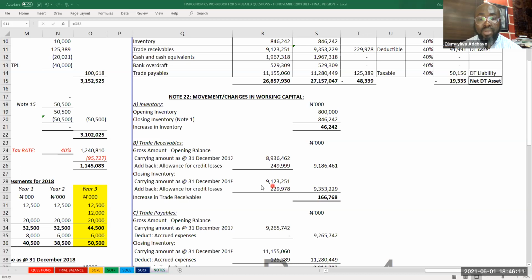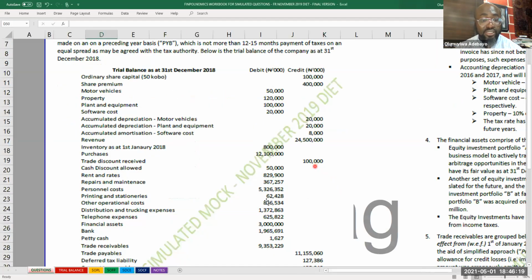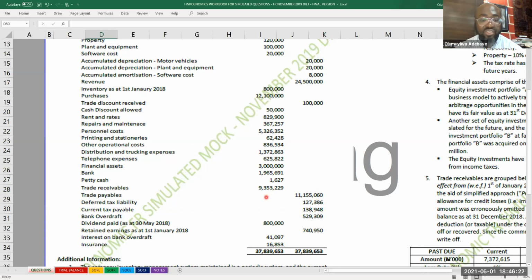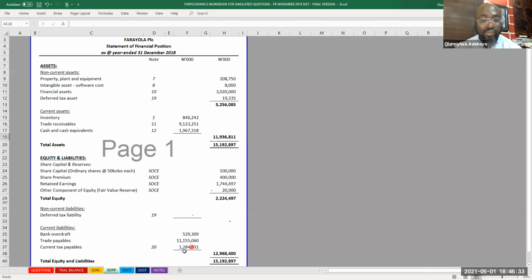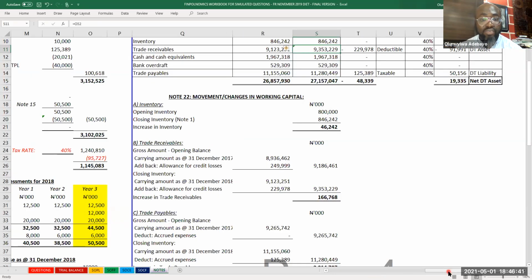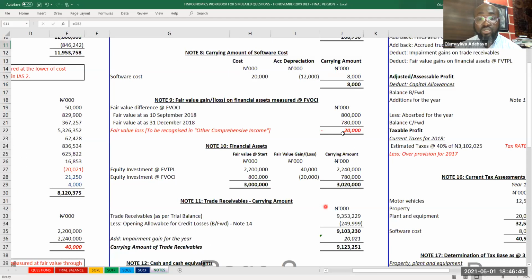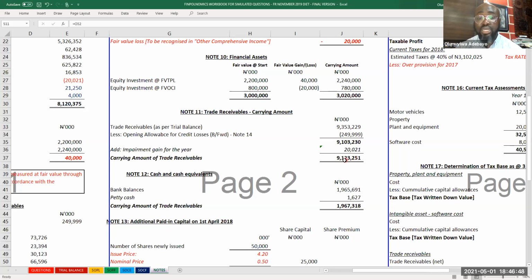Now, at the year end, your balance of trade receivable was 9.1 from your trial balance. If you can go back to the trial balance, our trial balance is this, 9353. And this 9353 is what we are restating it to, because in our balance sheet now, it is 9123. 9123, because in note 11, if you could go to note 11, we have deducted impairment loss. We are now saying that the impairment loss you deducted has made you arrive at this. The first one is your opening balance sheet you restated for the impairment loss omitted. The second one is the impairment gain that arose from reduction in this impairment allowance, which gave us 9123. And this 9123 is after impairment.